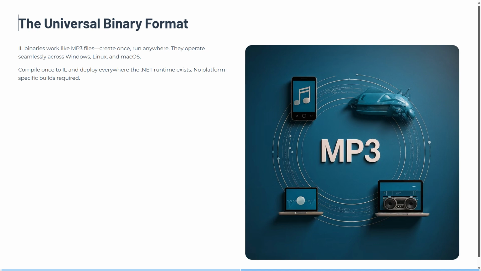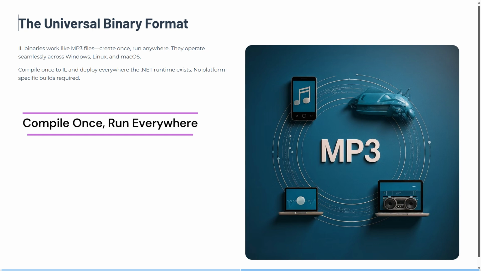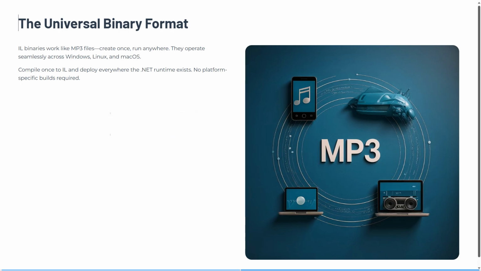In the same way, when you compile to IL, you get one set of binaries that can run as is on Windows, Linux, or macOS as long as the .NET runtime is installed. No repeated builds, no platform-specific tweaks. You compile once, and your app just works everywhere.